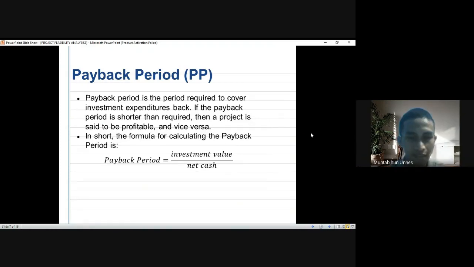Next, the first analysis is the payback period method. Payback period is the period required to cover investment expenditures back. If the payback period is shorter than required, then a project is said to be profitable or feasible, and vice versa. In short, the formula for calculating the payback period is equal to investment value over net cash.